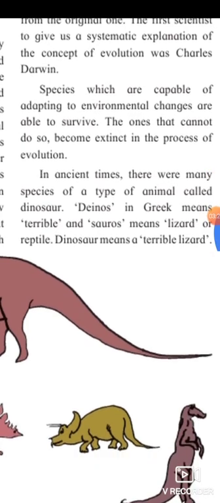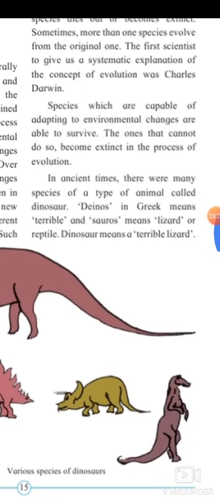Likewise, in ancient times, there were many species of a type of animal called dinosaur. We may have seen many movies like Jurassic Park. Deinos in Greek means terrible, and Saurus means lizard or reptile. Reptiles live on land. So dinosaur means a terrible lizard.